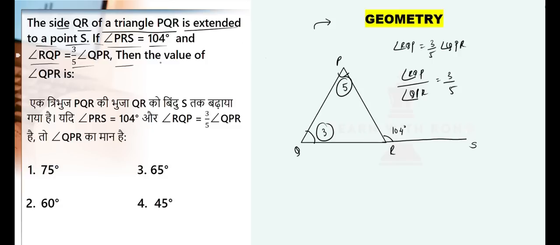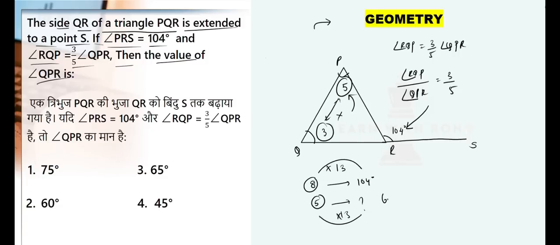Okay, then the value of angle QPR, they asked us to find these 5 parts. We know a theorem, right? The exterior angle equals the sum of the two interior opposite angles, right? So the sum, 3 plus 5, 8 parts, is given as the exterior angle 104 degrees. They asked us to find 5 parts here. 5 parts how much? See here, 8 ones are 8 and 8 thirteens are 104, so 13 times 5 is how much? 65 degrees is our answer, option number 3.